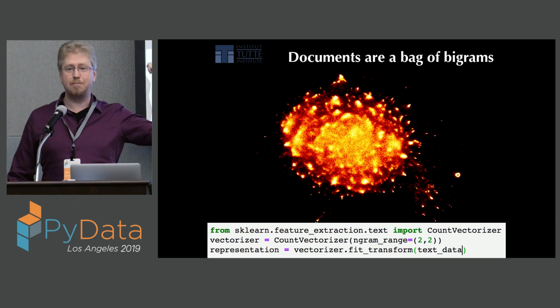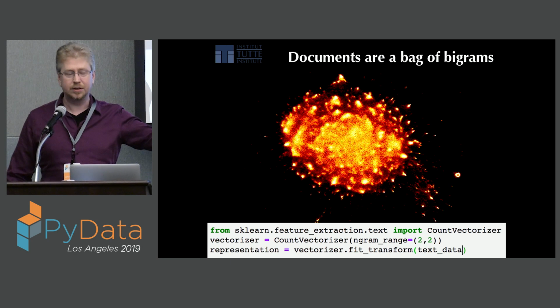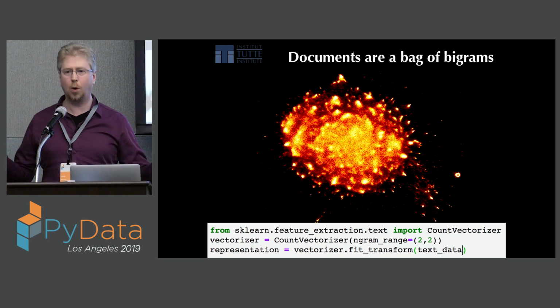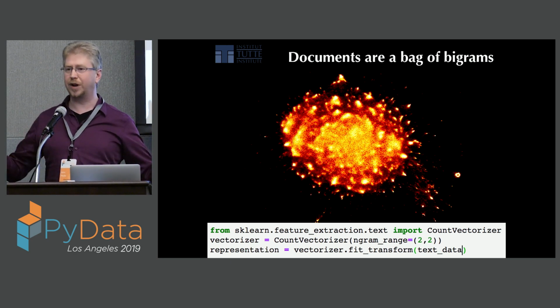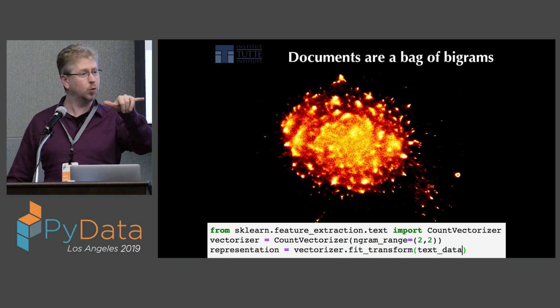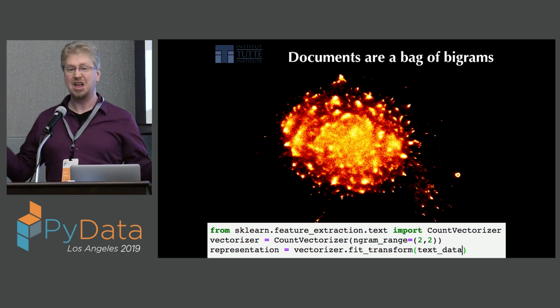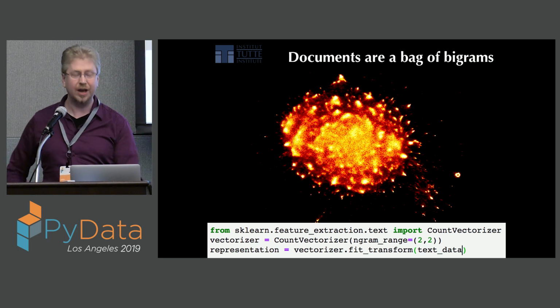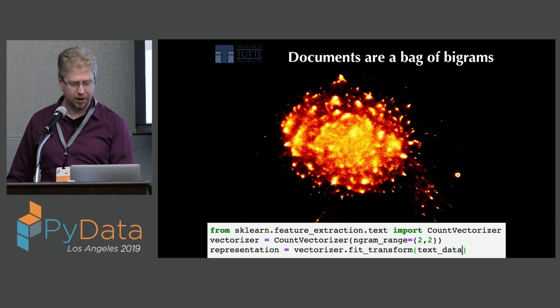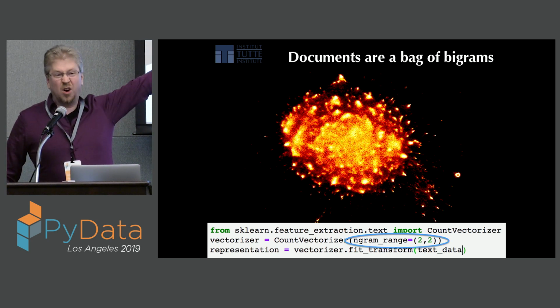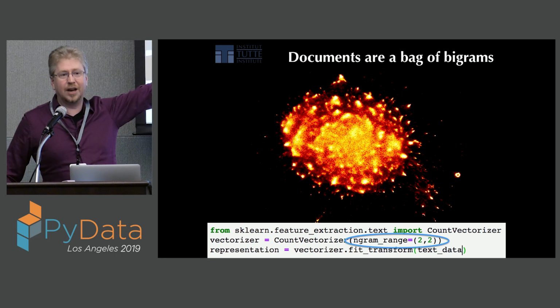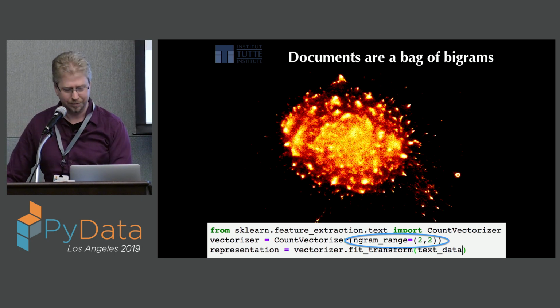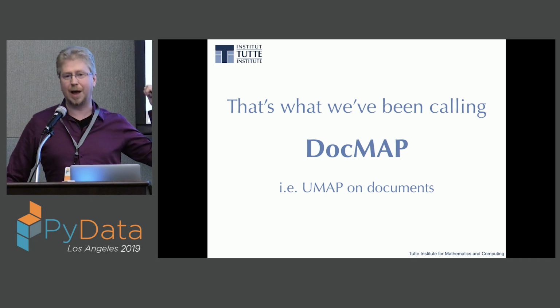It generalizes, though. We could say bigrams instead of words. That's fine. Instead of words, we say, oh no, order matters a little bit. I'm going to count vectorize with bigrams, and that's pairs of words that appear next to each other. That gives me a very nice representation. It fragments my space even more, which is a very nice thing to do. That only requires you changing the one line of code in your count vectorizer, which is ngram range to bracket 2, comma 2. All right, that's what we've been calling DocMap, i.e. UMAP on documents.